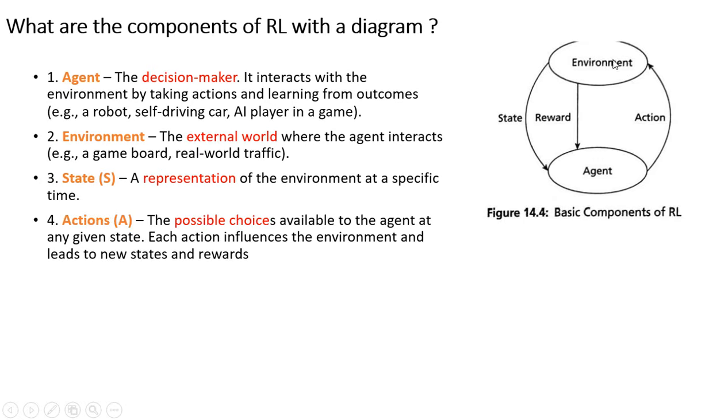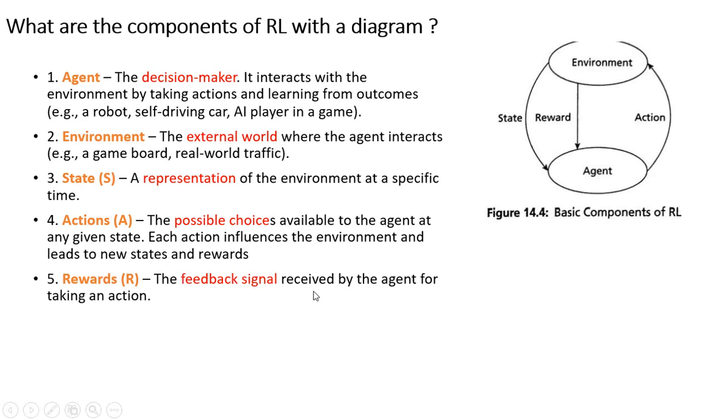The fourth one is the action. Action is based upon whatever feedback the agent has received, maybe a positive feedback or a negative feedback. The agent will take an action, right? So these are the possible choices available to the agent at a given state. Each action influences the environment and leads to new states and rewards. The fifth component is reward. Reward can be, as I said, a positive reward or a negative reward. It is basically a feedback signal received by the agent for taking an action.